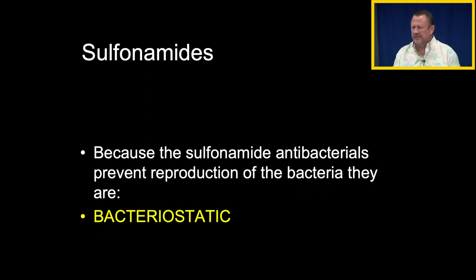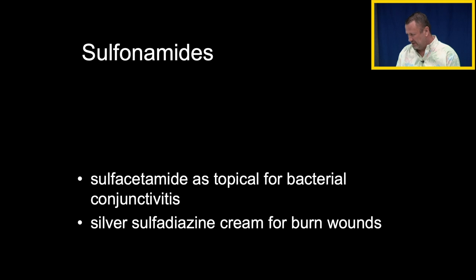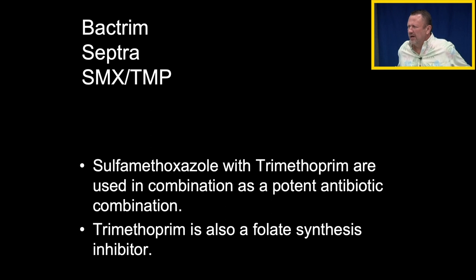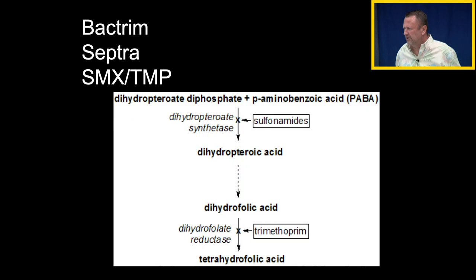The sulfonamides are bacteriostatic because they prevent reproduction of the bacteria. The sulfonamides can be used for all sorts of reasons. One of the most common reasons is bacterial conjunctivitis. Silvadene cream, silver sulfadiazine cream, is commonly used for burns, but it can be used for other skin infections as well. Bactrim, Septra, which is sulfamethoxazole and trimethoprim, can be used in combination as a very potent antibiotic. Trimethoprim is also a folate synthesis inhibitor, and so by giving them in combination, this is a commonly used antibiotic, commonly used for urinary tract infections.